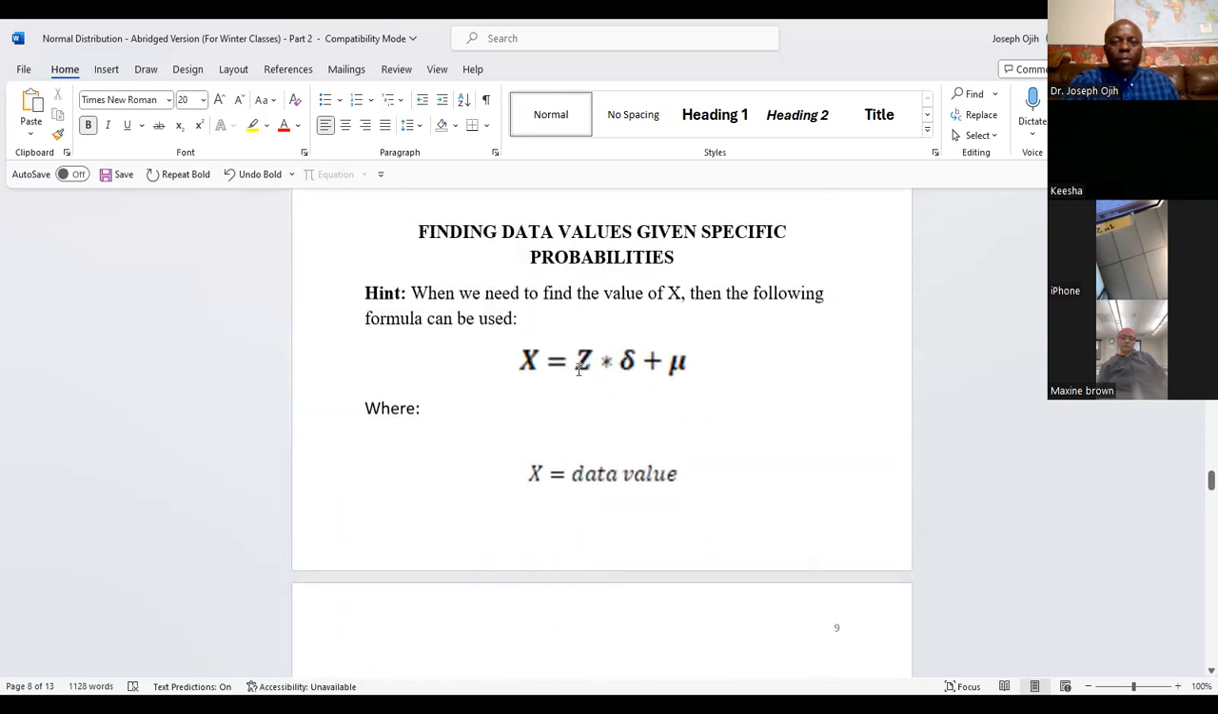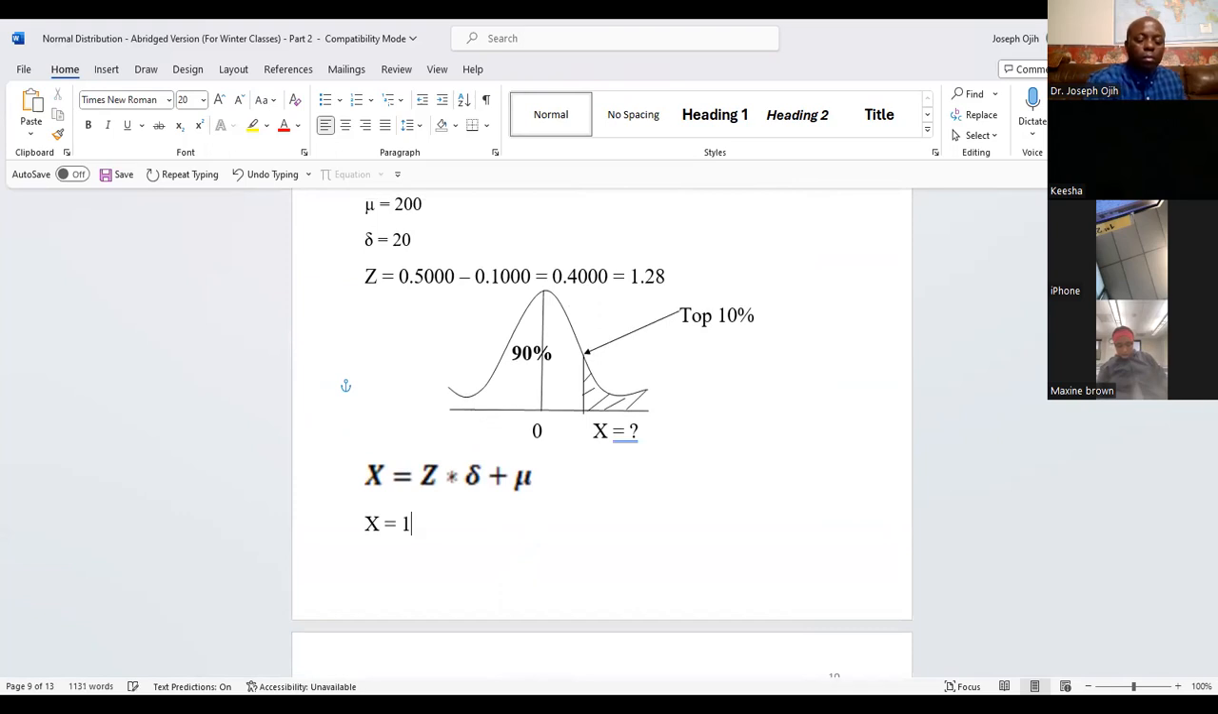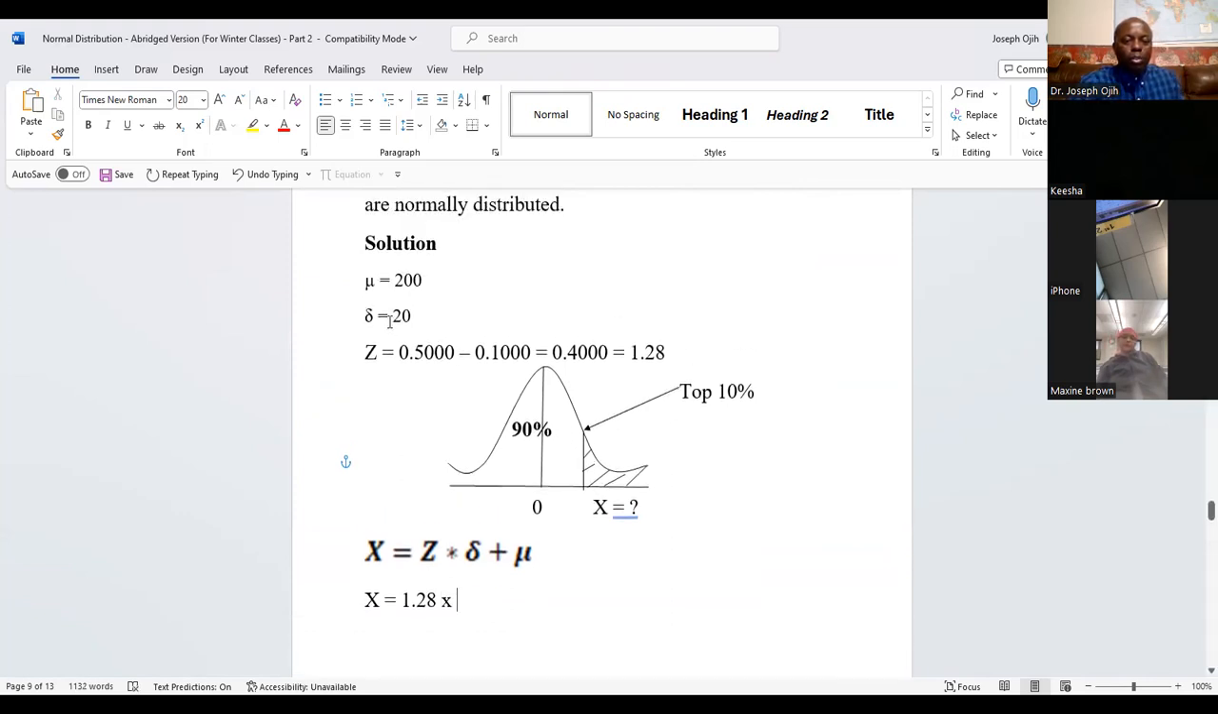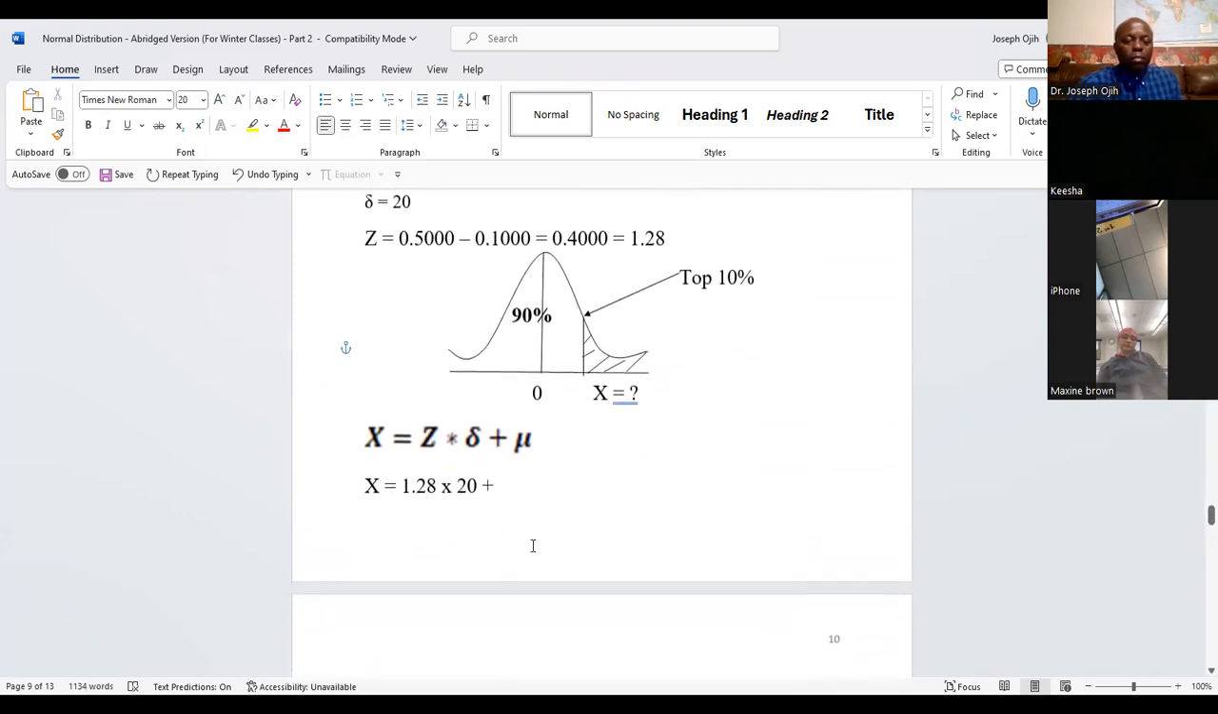To find that, we're going to use this formula: X equals Z times standard deviation plus the mean. I'm going to copy it. Which means X equals our Z, 1.28, times the standard deviation, 20, plus the mean, 200. So I'm going to write this down: X equals 1.28 times 20 plus 200.